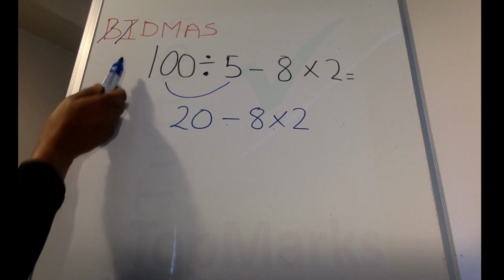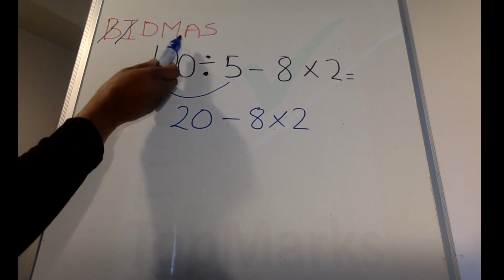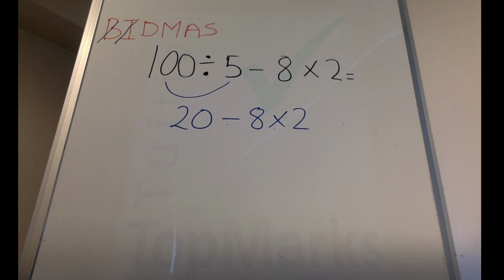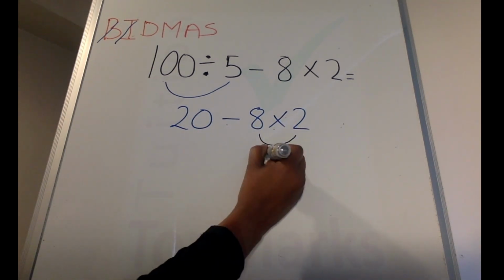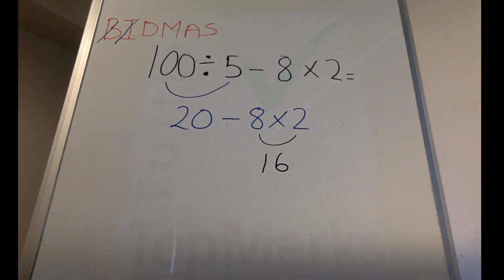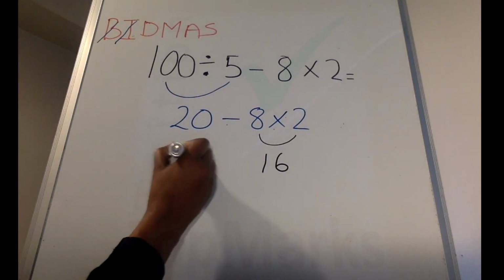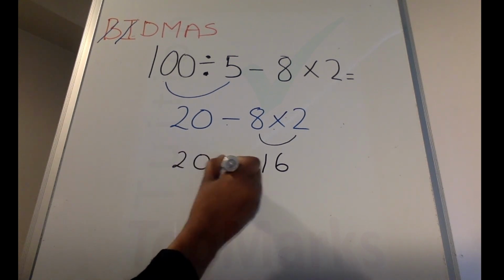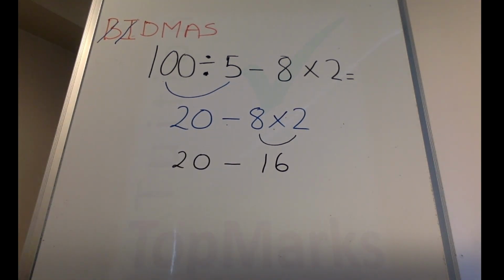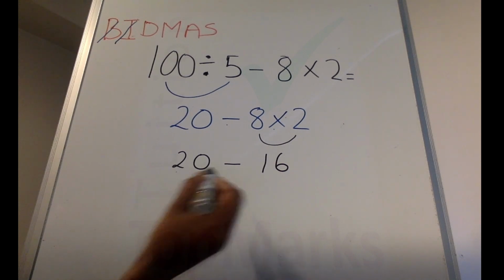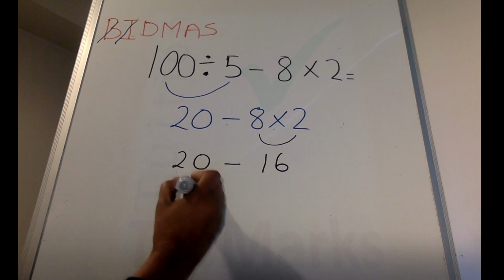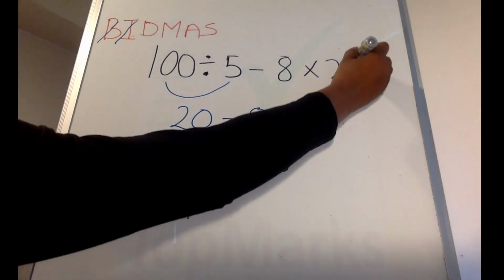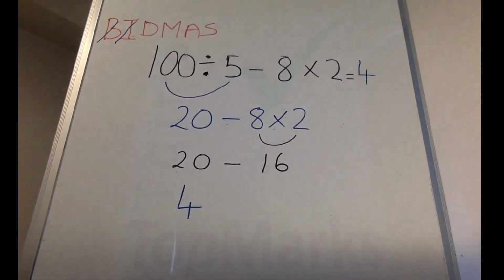BIDMAS tells me that I do multiplication ahead of subtraction. So I'm going to do 8 times 2. 8 times 2 is 16. So the next step in my calculation is 20 take away 16. And 20 take away 16, I can hear you, to give us an answer of 4. Fantastic.